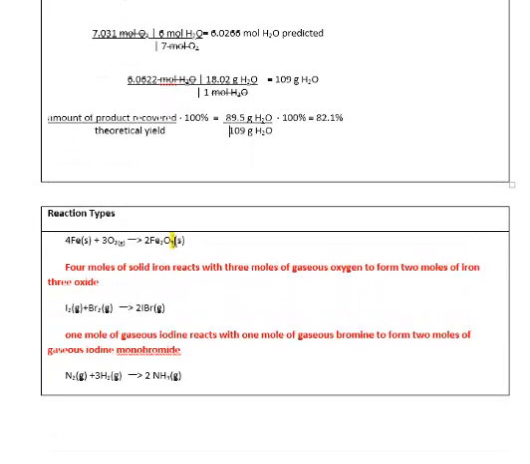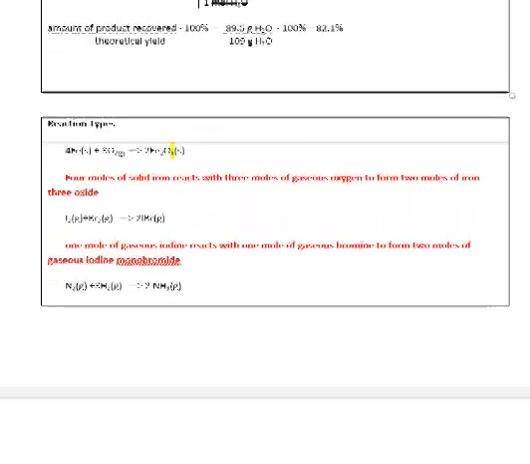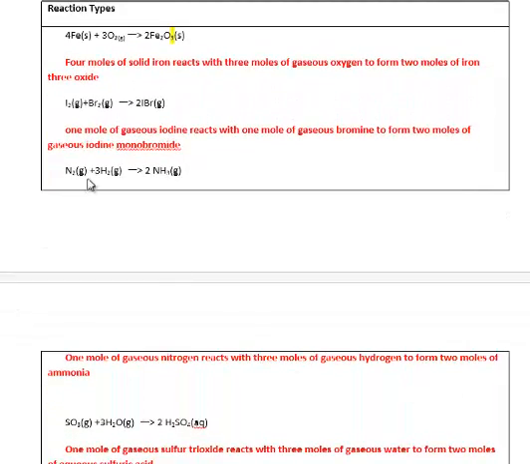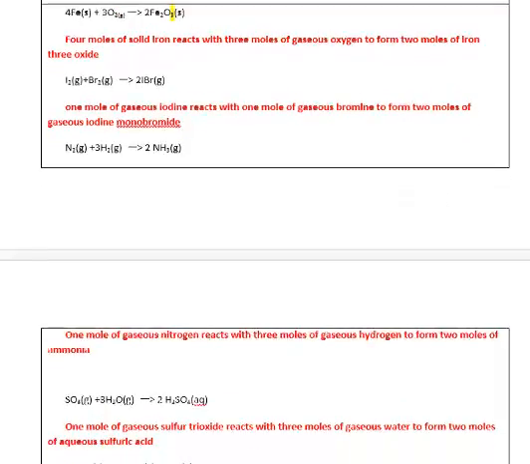I found this error here. There's not a subscript of 3. There needs to be a subscript of 3 here. 4 moles of solid iron reacts with 3 moles of gaseous oxygen to form 2 moles of iron 3 oxide. 1 mole of gaseous iodine reacts with 1 mole of gaseous bromine to form 2 moles of gaseous iodine monobromide. 1 mole of gaseous nitrogen reacts with 3 moles of gaseous hydrogen to form 2 moles of gaseous ammonia.